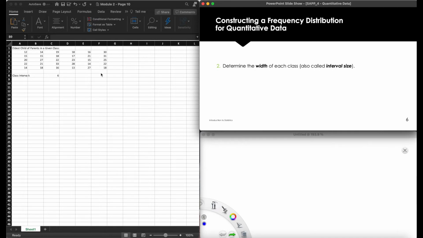So what's the length or the width of each class? How do we do this? So we will write first the range. We will get the range. We'll get the highest value minus the lowest value.